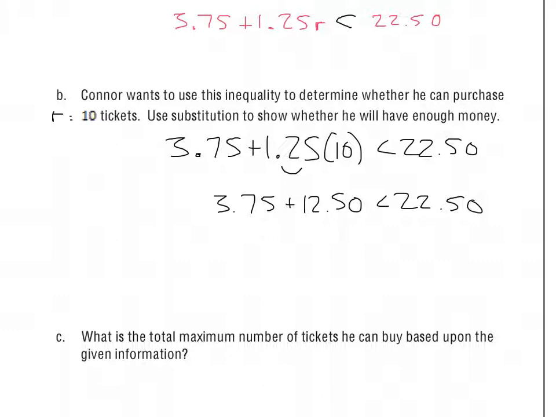So $12.50 plus $3.75, and that's going to give me $16.25. Is less than $22.50. And so this is where we stop, to figure out whether he has enough money. Is the inequality statement true? Well, absolutely, this is true. $16.25 is less than $22.50. So, yes, he will have enough money.